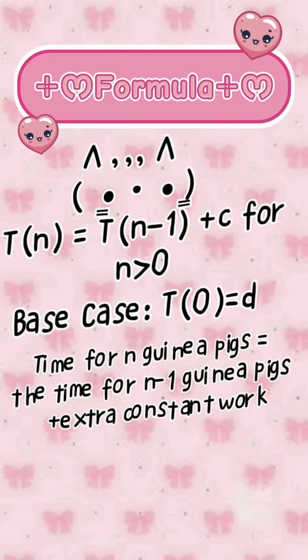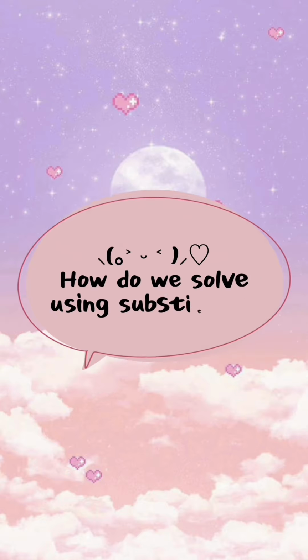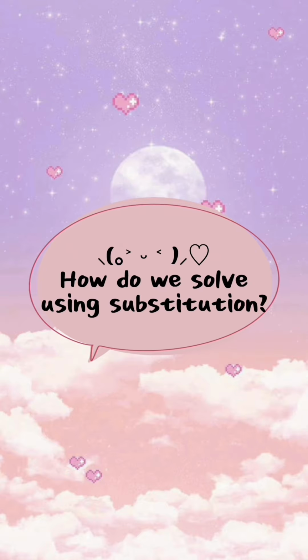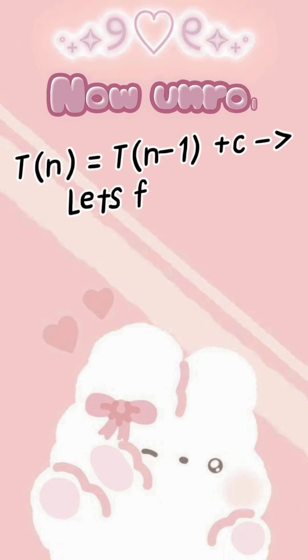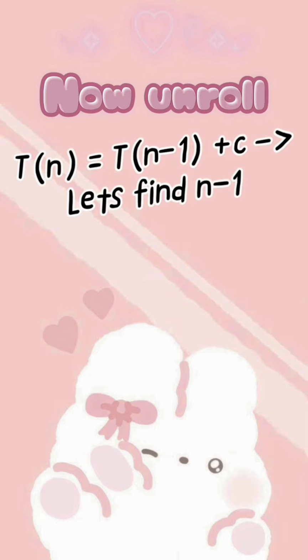So this is what the formula looks like. You can think of it as time for n guinea pigs equals the time for n-1 guinea pigs and extra constant work. So how do we solve this using substitution? We know the recurrence is T(n) = T(n-1) + c as long as n is greater than 0. This means when n is greater than 0, you can replace T(n) with T(n-1) plus some constant work.